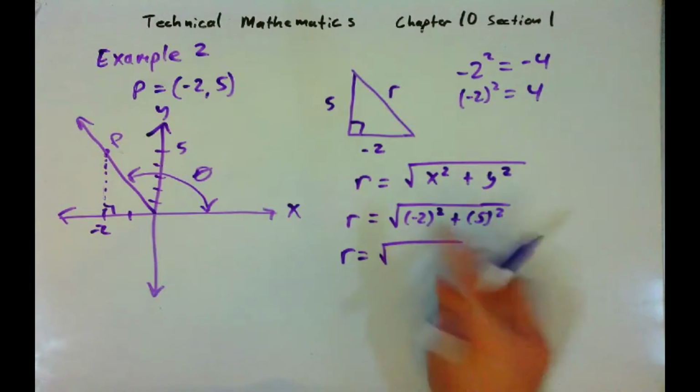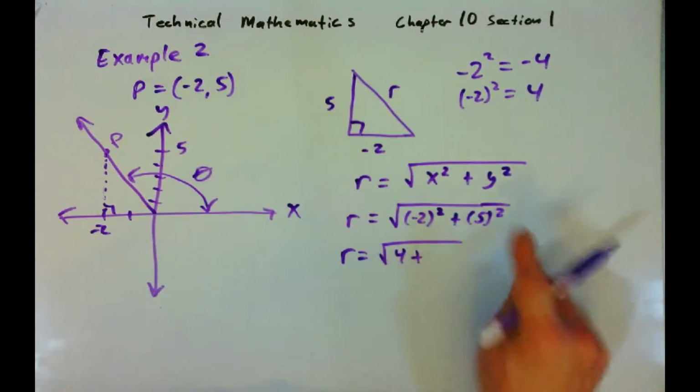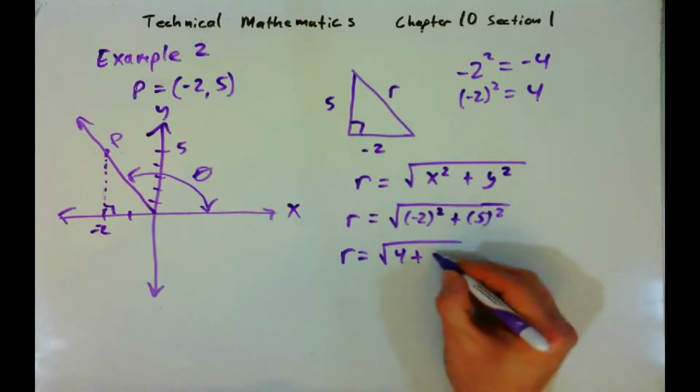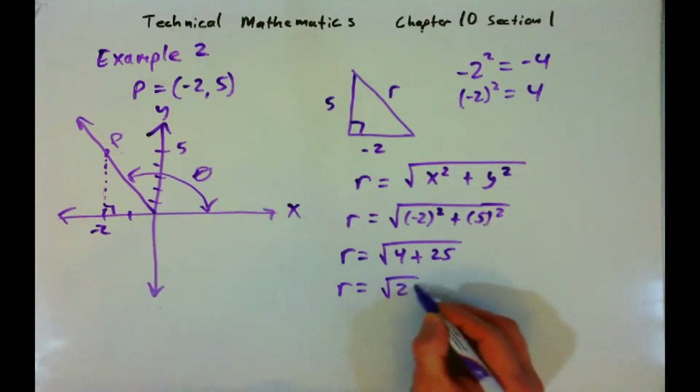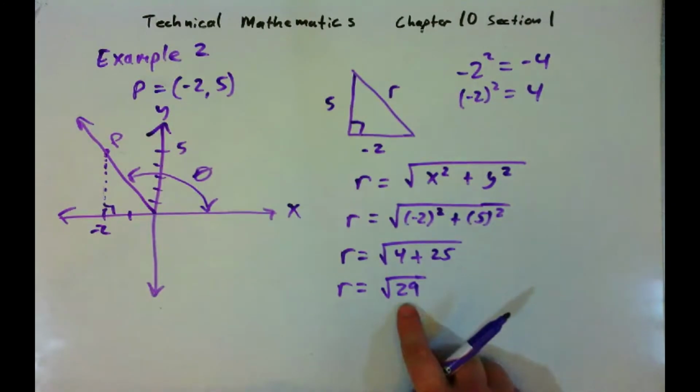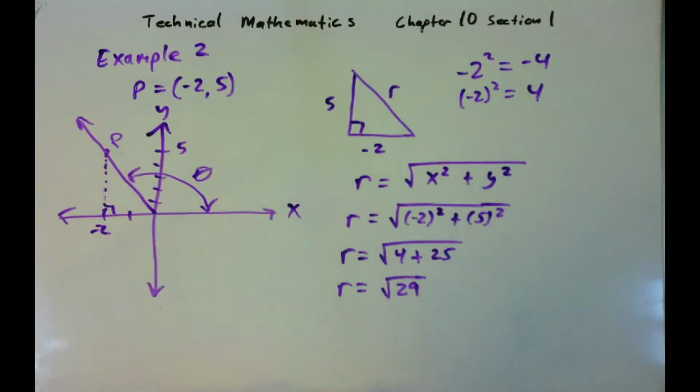So negative 2 times negative 2 is positive 4, and 5 times 5 is 25. And we add these together, and we get 29. Okay, and this is a radical that does not reduce. We could leave it in radical form just like this. We could find the decimal representation if we wanted. That would only be an estimate.